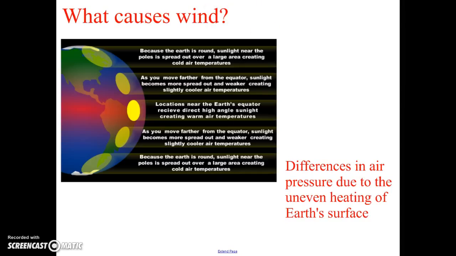We know that the equator is an area where it's very hot. So if it's very hot, we know there's low pressure. And we know that the poles are much colder. And if the air is cold, that's high pressure. So we have these different regions of high pressure and low pressure. And that's what causes wind.